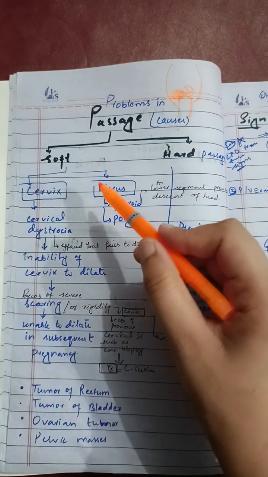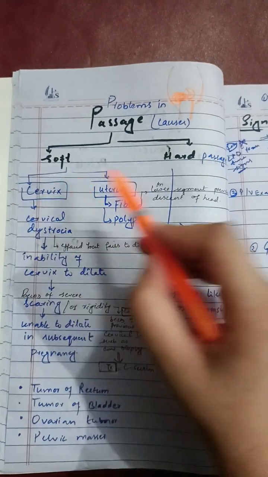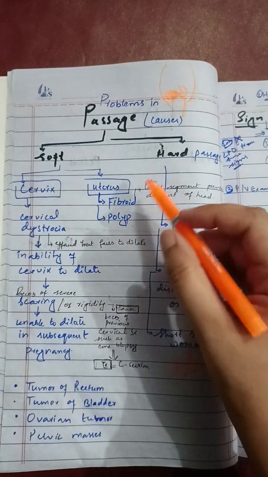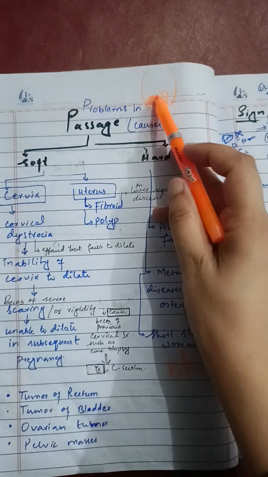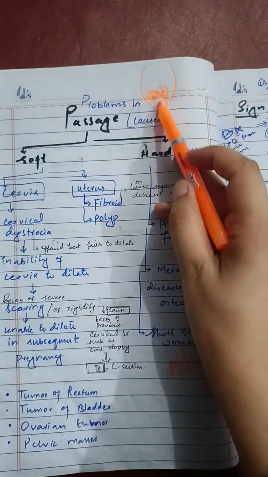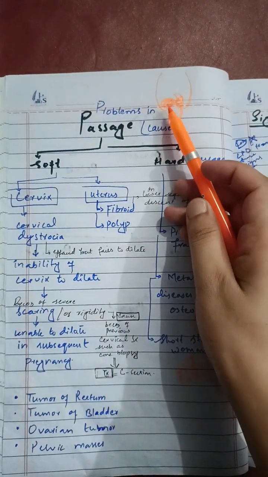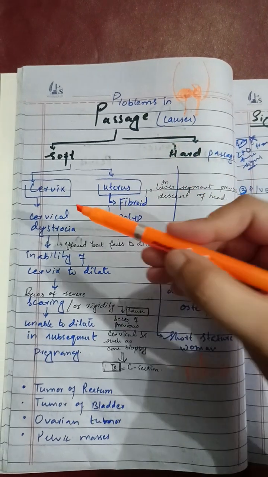In the soft passage, there are basically two things: one is the cervix, and the other is the uterus. If there is a fibroid in the lower segment of the uterus, this will cause difficulty for the head to engage and to pass through the pelvis. And if there is a polyp in the lower segment of the uterus, it can also lead to prolonged labor.